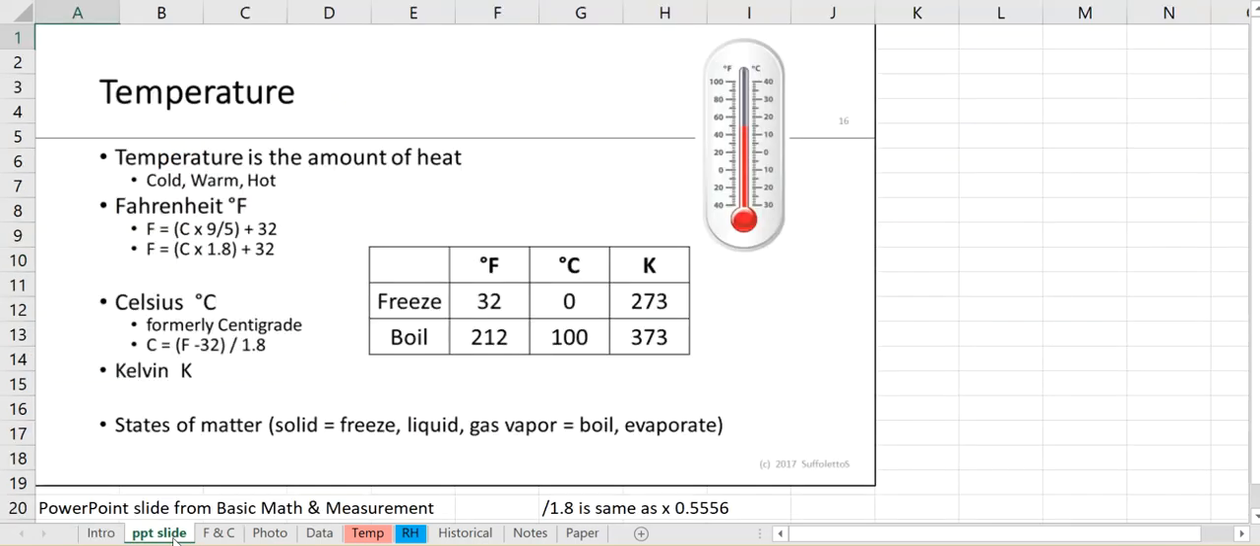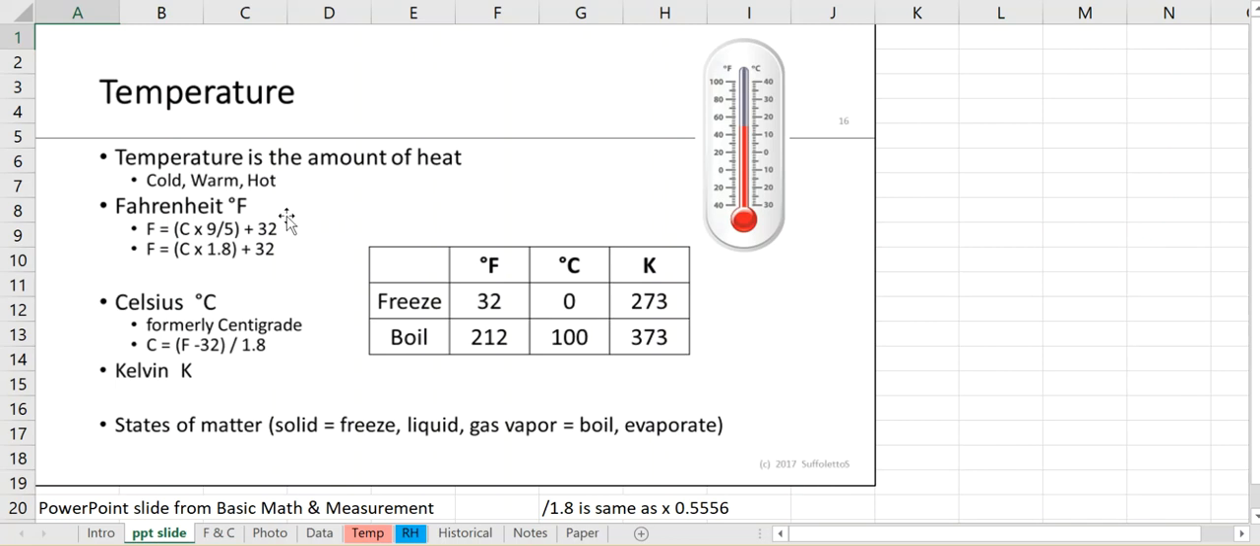So in one of my earlier lectures, we talked about the international standards units. And for temperature, it's the Celsius scale, abbreviated degrees C. This is formally called centigrade. Centigrade, centa meaning 100, grade meaning a scale. So if you go from 0 to 100, that's the centigrade or the Celsius scale.